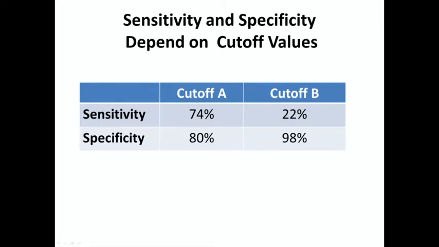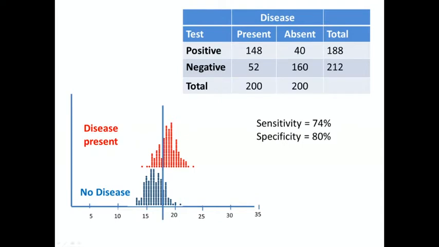So let's imagine that we have a cutoff A, and we see a sensitivity of 74% and a specificity of 80%. Then we move the cutoff to another value, and these can change quite dramatically. So why is that? Well, let's look here. Here's an example. So here's the first one. Let's say that the cutoff that we use for these two groups is about 18 for this. And so we're going to capture most of the people that when disease is present, it'll score positive to the right-hand side of the cutoff.